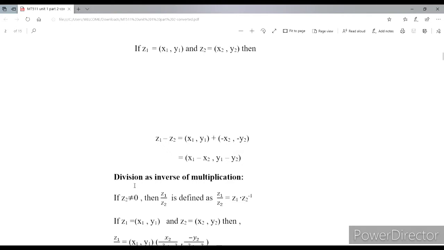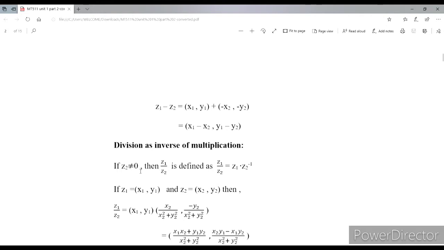Similarly, we can express division as inverse of multiplication. If Z2 is non-zero, then Z1 divided by Z2 is defined as Z1 by Z2 is Z1 into Z2 inverse, that is 1 by Z2, that is Z2 inverse. If Z1 is x1, y1 and Z2 equal to x2, y2, then we can write Z1 divided by Z2, which is x1, y1 into 1 by Z2 or Z2 inverse. The definition of Z2 inverse is this. This we have seen in the last video.